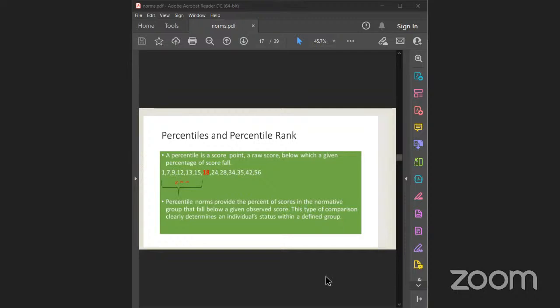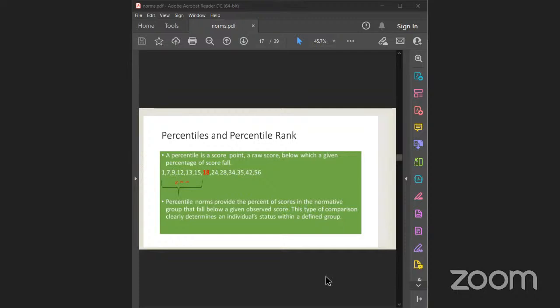So when I talk about percentile, I think we talked about it in the last class as well. Does it come under norm referenced or does it come under criterion referenced? Criterion? No, norm. So norm, yeah. Criterion is where you have an external benchmark. For norms, we can take percentile.